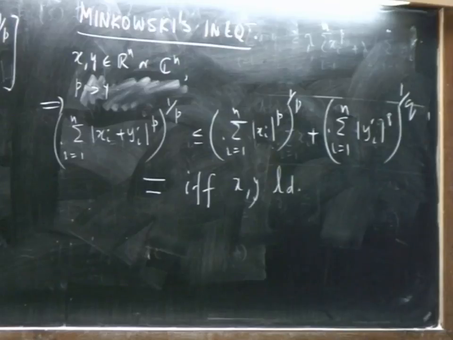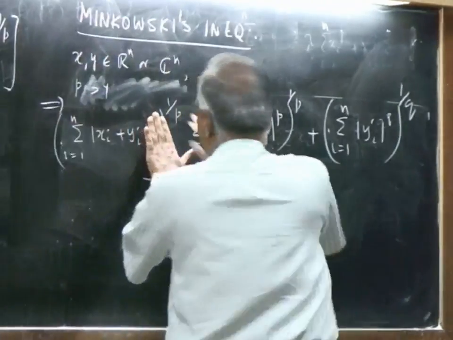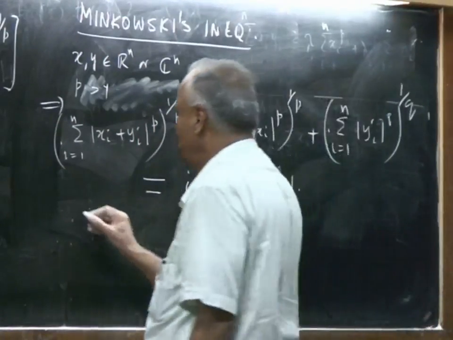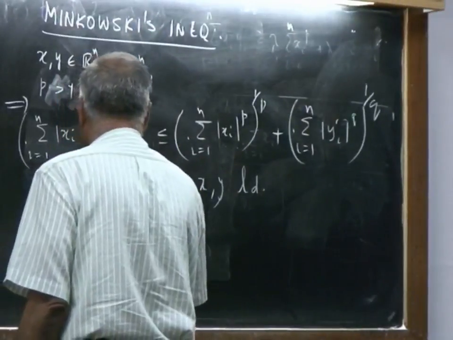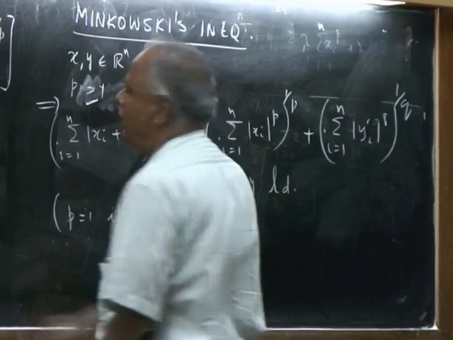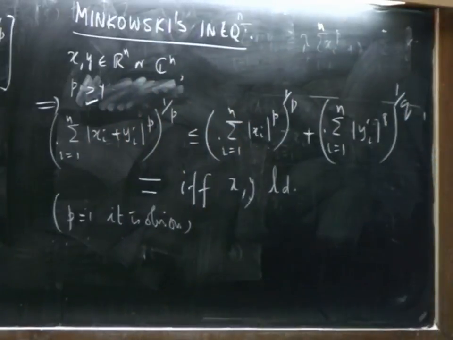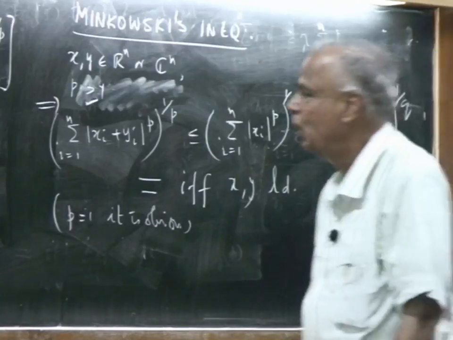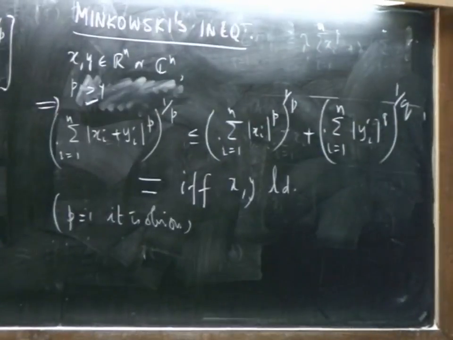When p equal to 1, this is obvious. See, when p equal to 1, what happens? Mod xi plus yi is certainly less than or equal to mod xi plus mod yi, add them. So, p equal to 1 is obvious. So, therefore, I can write p greater than or equal to 1, this is true. Okay. Let us call it the Minkowski's inequality.